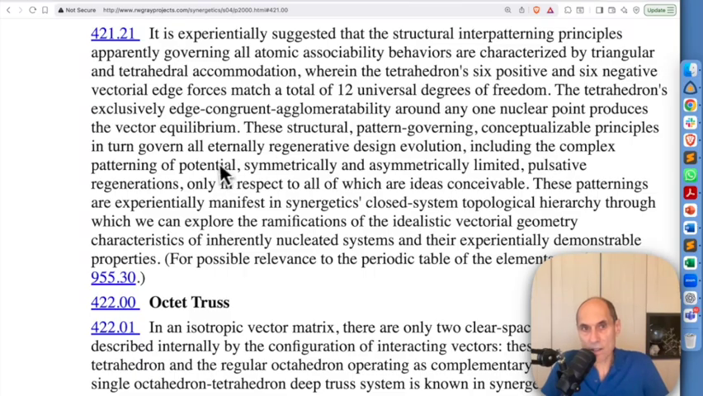These patternings are experientially manifest in Synergetics' closed system topological hierarchy, through which we can explore the ramifications of the idealistic vectorial geometry characteristics of inherently nucleated systems and their experientially demonstrable properties. For possible relevance to the periodic table of the elements, see section 955.